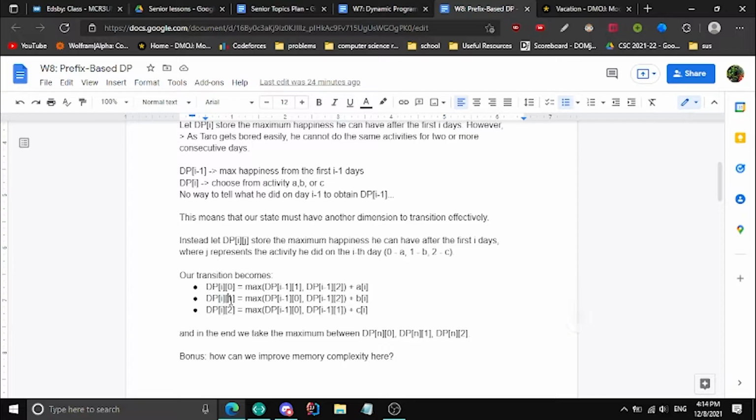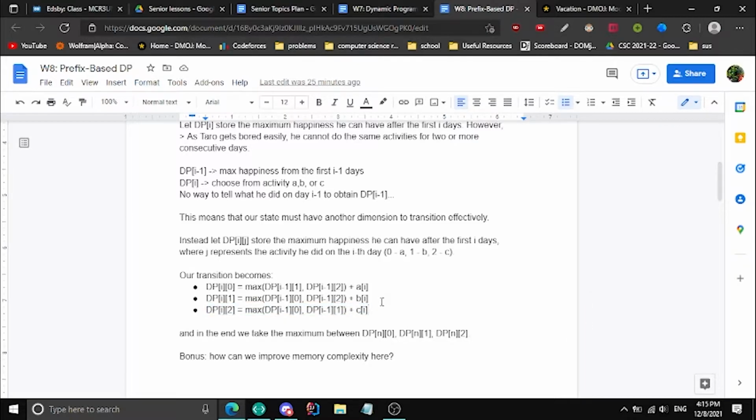dp at I at 1, that just corresponds to the maximum happiness he gets from the first I days if he chooses activity B on the ith day. And so by a very similar logic, we're going to choose the maximum between choosing activity A and activity C on the I minus 1 day. And that's because if we're going to choose activity B on the ith day, we can't have two activities that are the same consecutively. And we're going to add on the happiness he gets if he chooses activity B on the ith day. And for C, that's the exact same process.